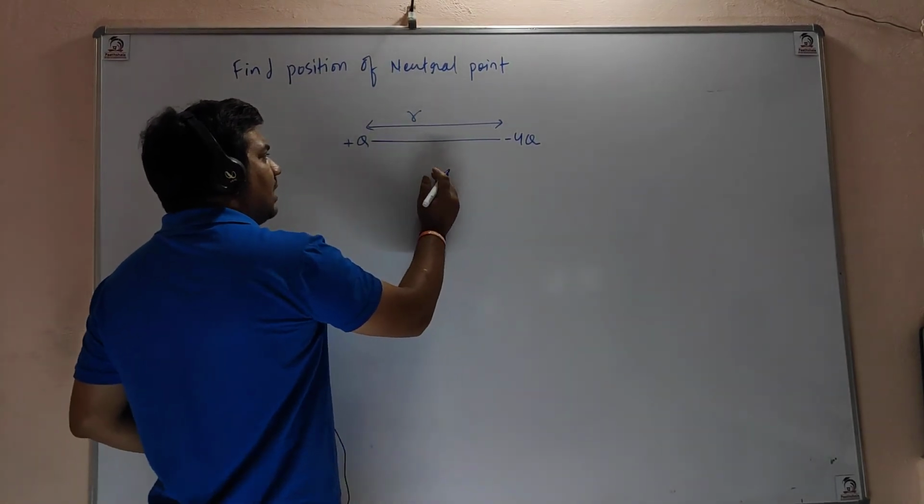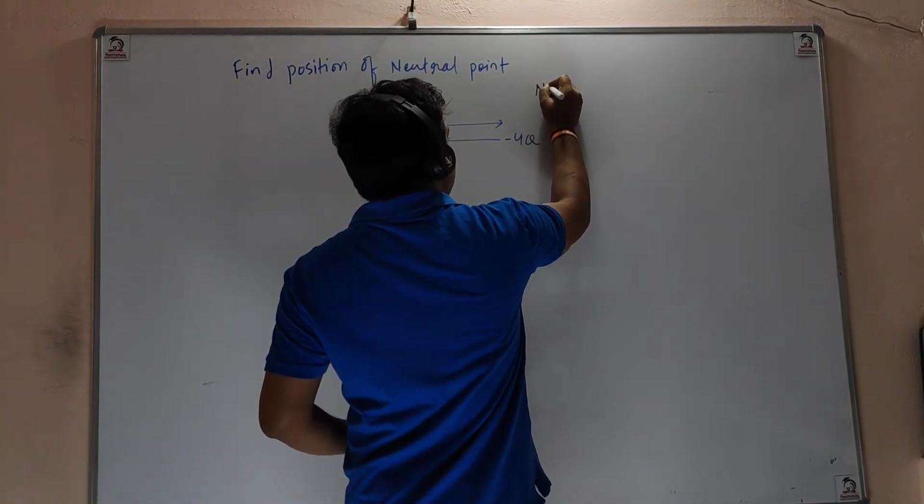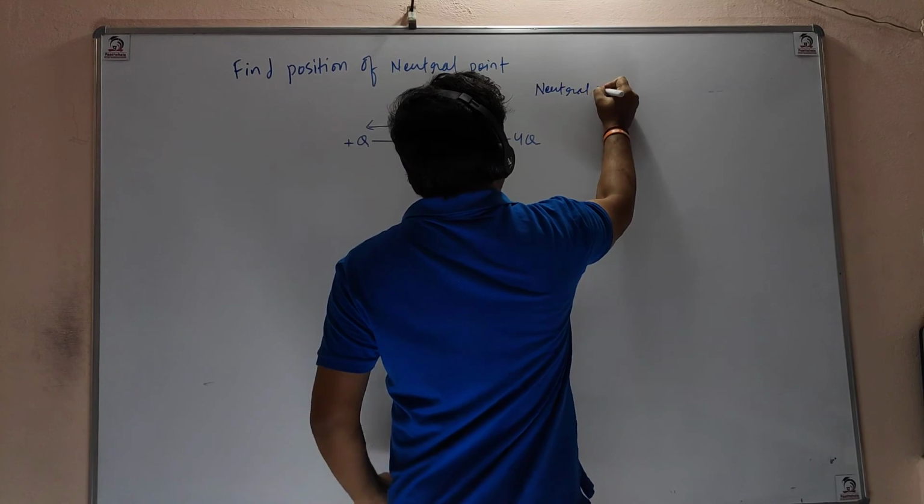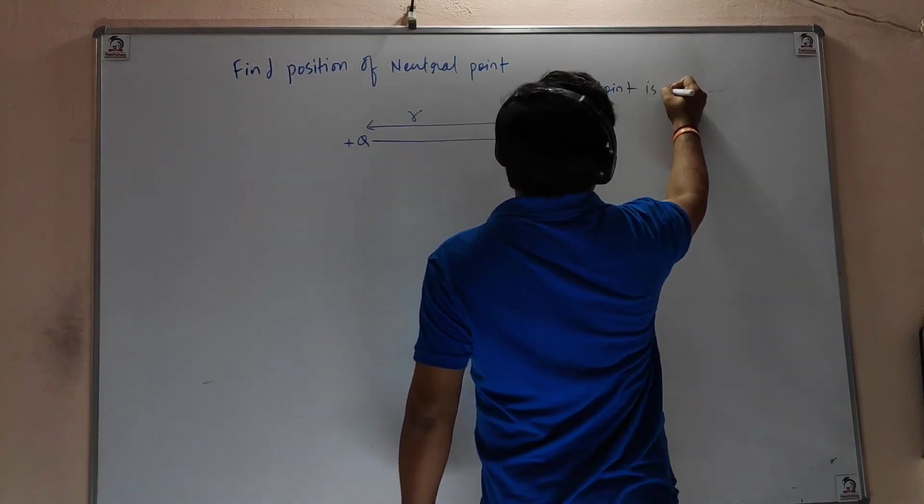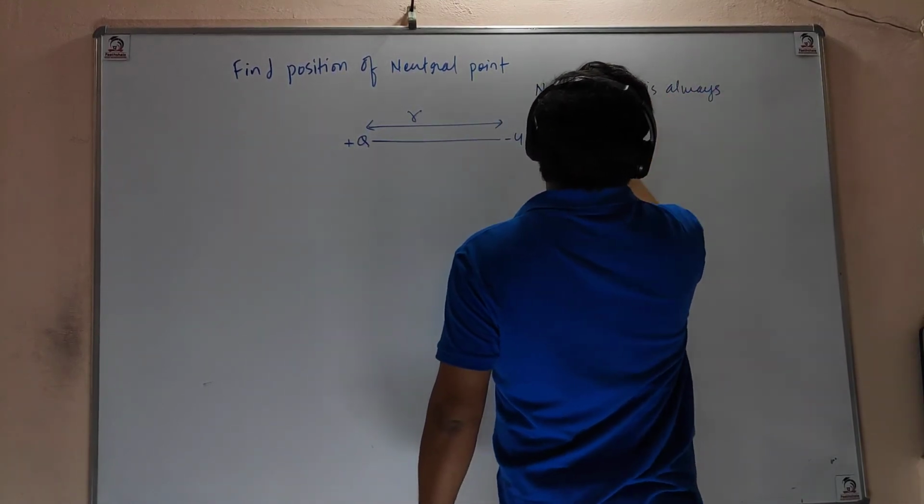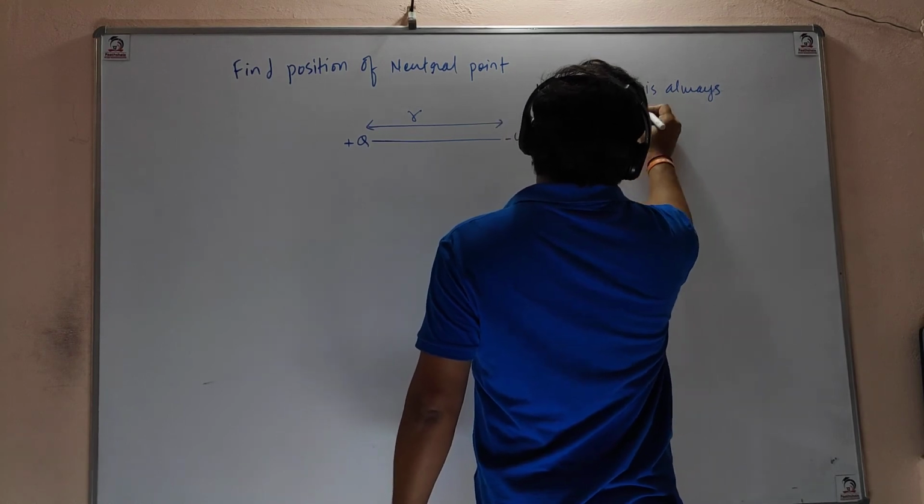See, the neutral point is always close to a smaller charge.